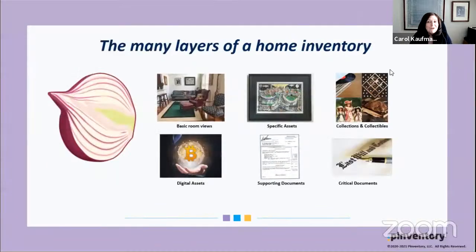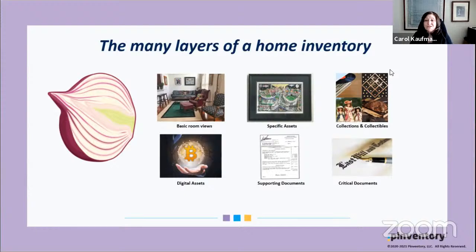There are many layers of a home inventory. It's like peeling back an onion. The layers are to take basic room views, to look at specific assets, to do your collections and collectibles, to do all of your digital assets, which include online accounts and URLs, domain names. You may have Bitcoin, you may have Ethereum, which are cryptocurrencies. You may have NFTs, which are non-fungible tokens, which are the latest in art. You could have supporting documents for your specific assets, your collections, and you can have critical documents. All of these comprise a real home inventory.